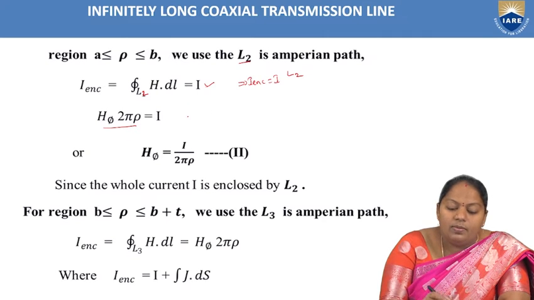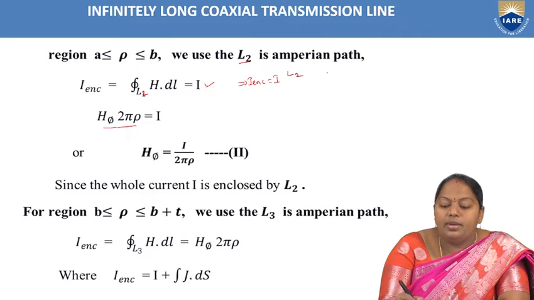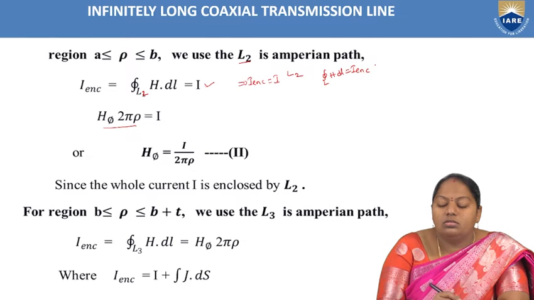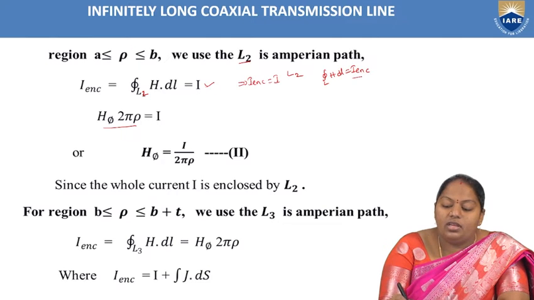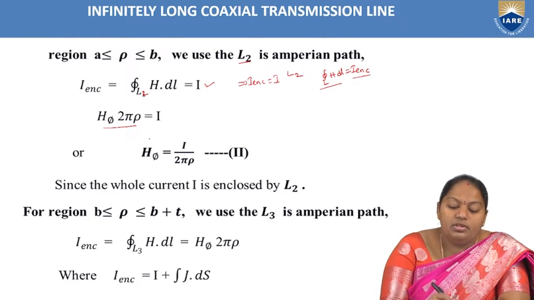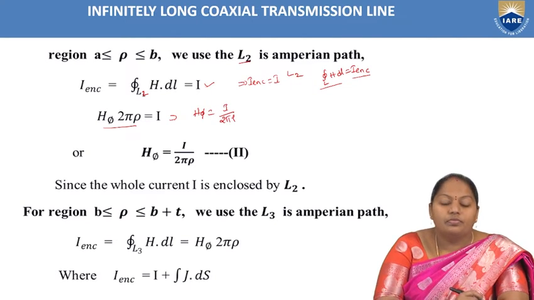Now, why? Because according to Ampere's law, integral L h dot dl is equal to I enclosed. Now separately we have evaluated the equation for I enclosed and integral L h dot dl. Finally, equating these two, you are going to get the equation for h. Then h phi equals I by 2 pi rho. From these two relations, h phi equals I by 2 pi rho. Okay.